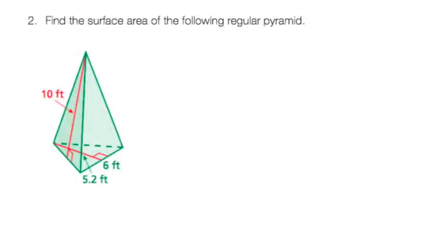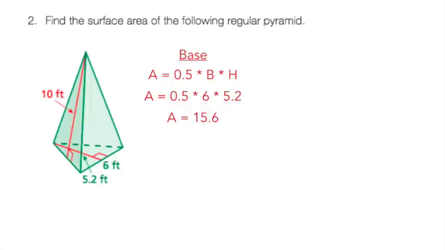For number 2, we're going to find the surface area for a regular pyramid. So first, we're going to find the area of our base, which is the bottom. So 1/2 base times height. So 1/2 times 6 times 5.2. So we get an area of 15.6.